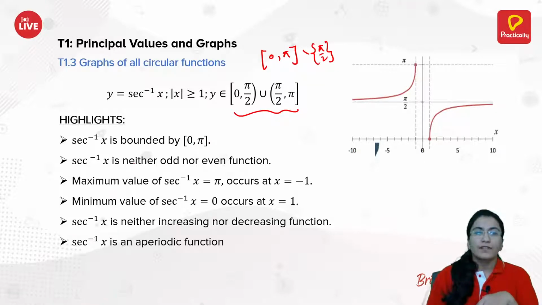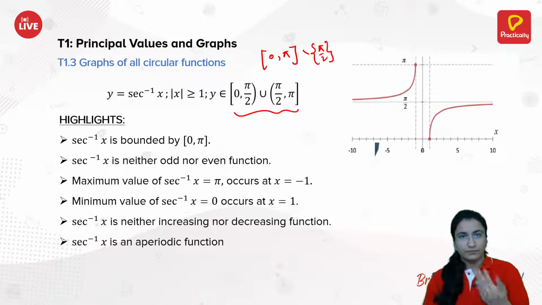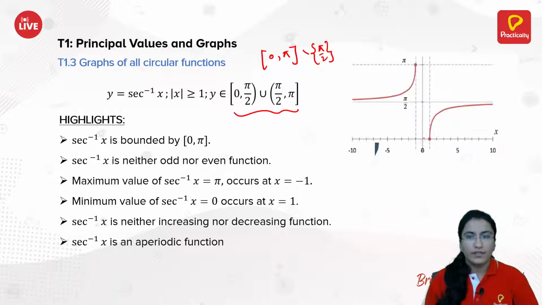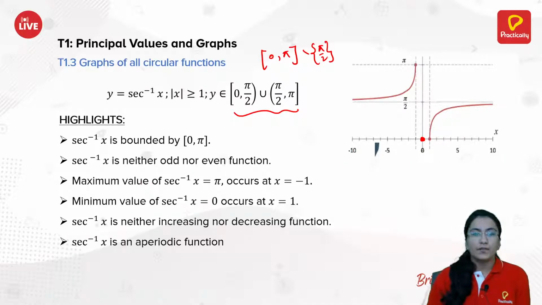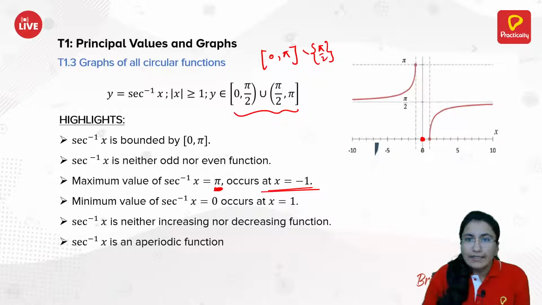And secant inverse x is neither an odd nor an even function, because it is neither symmetric about the origin, here's the origin, nor symmetric about the y-axis, right? So it is neither odd nor even. The maximum value is pi, and this occurs at x equals -1. This is the maximum value which is at -1, and this is the minimum value which is at +1.